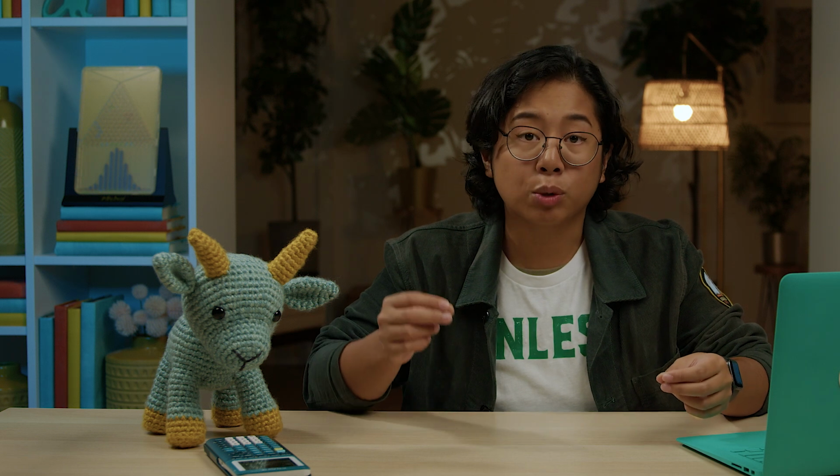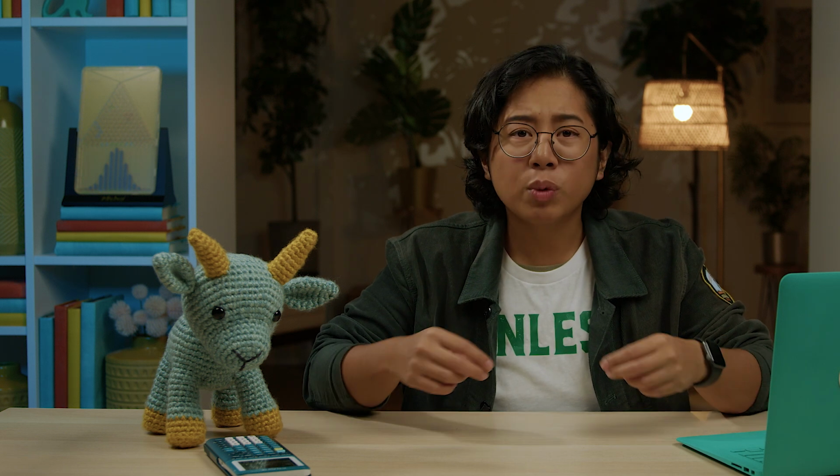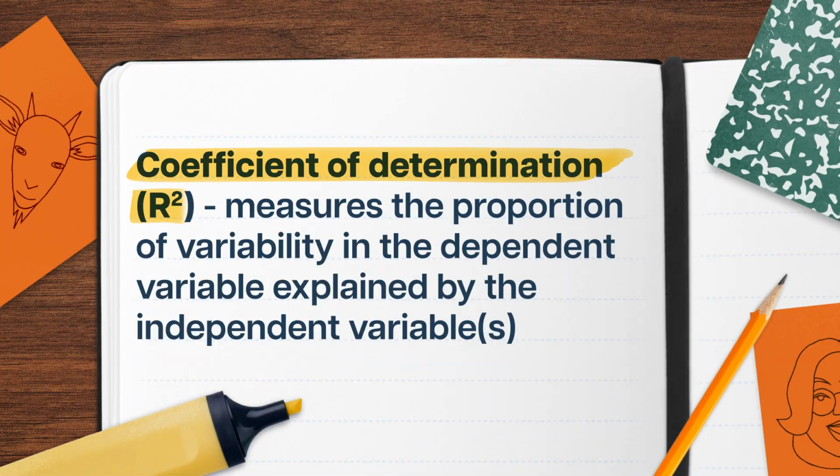But maybe we want to know how strong the relationship is between tree height and width. Sure, we care about predicting an individual tree's height from its diameter, but it's also good to know how reliable that prediction might be. To suss that out, we'll need the coefficient of determination, denoted r². This value measures the proportion of all the variability in tree height that is explained by tree width.